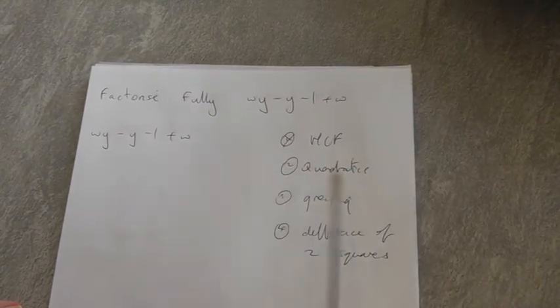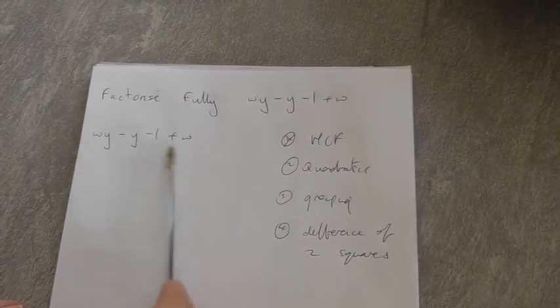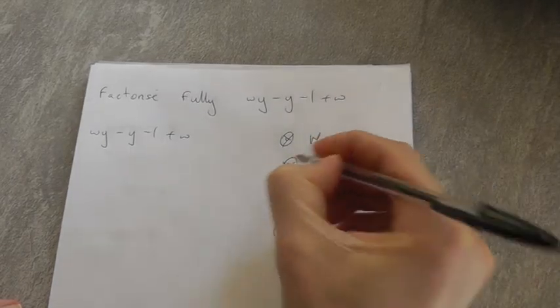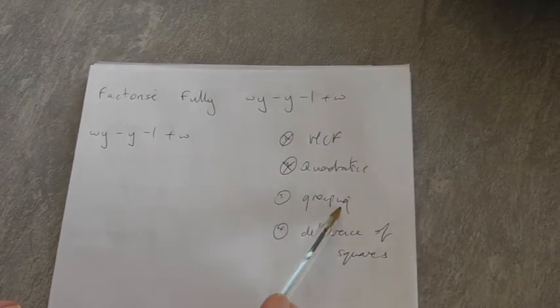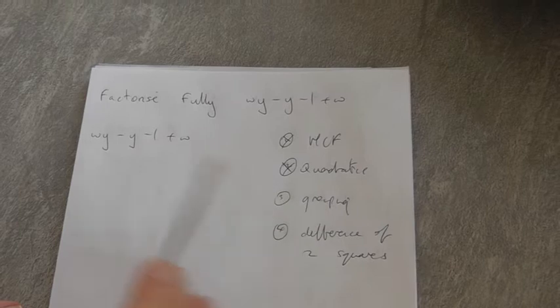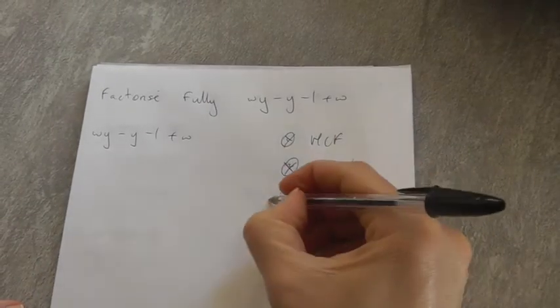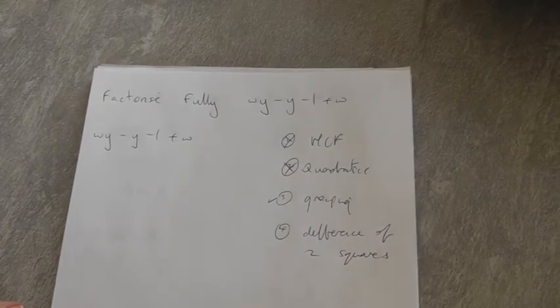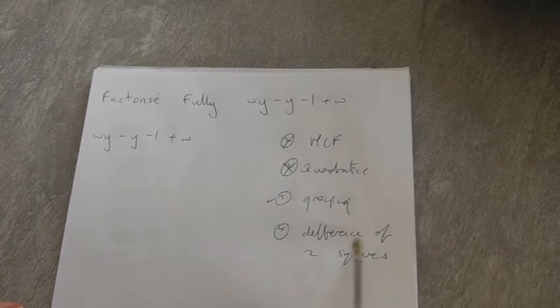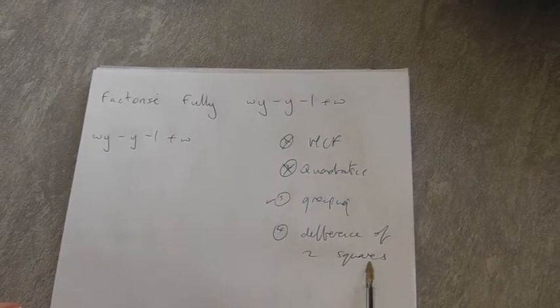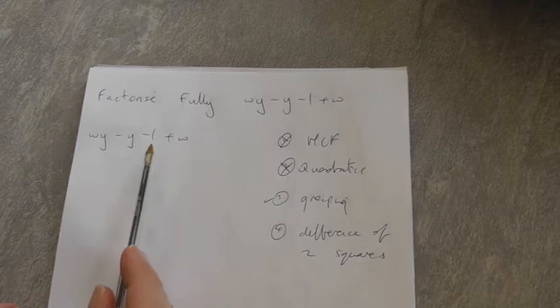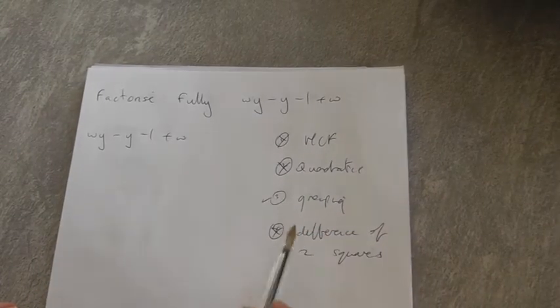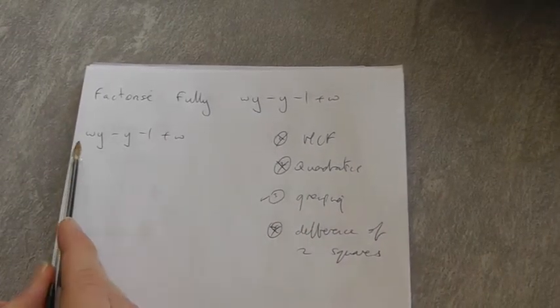Could it be a quadratic? Well, a quadratic generally has 3 terms, so I'm going to discount that for now. Could it be grouping? Well, a grouping generally has 4 terms, and this is 4 terms, so I'm going to highlight grouping as a possible one, definitely. Or could it be a difference of 2 squares? Well, a difference of 2 squares generally has 2 terms, and this has 4. I'm going to discount that for now. So we're going to look at executing a grouping technique on this particular one.